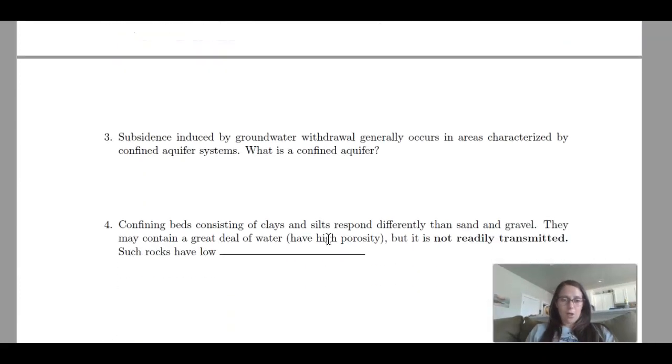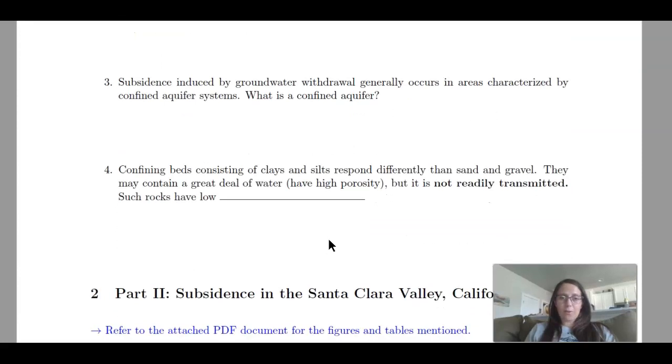Alright, so for question 3, subsidence induced by groundwater withdrawal generally occurs in areas characterized by confined aquifer systems. What is a confined aquifer? That you can either find in the beginning of the lab, or you can also find it from lecture or your book.